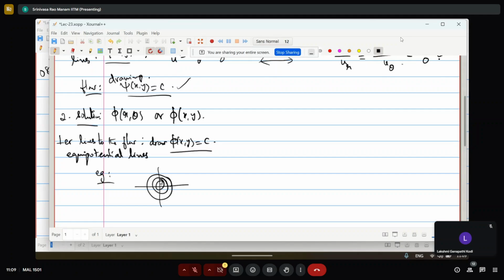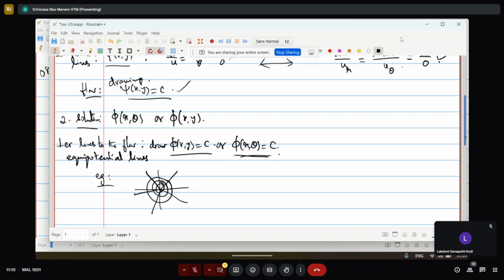Immediately perpendicular to this, I only need it in polar coordinates. So directly I am drawing phi of r, theta equal to constant. If you draw this one, this is what you are seeing. Both phi and psi are perpendicular to each other. Phi equal to constant, any constant, that curve is perpendicular to psi equal to constant. This is another way, directly you are doing.